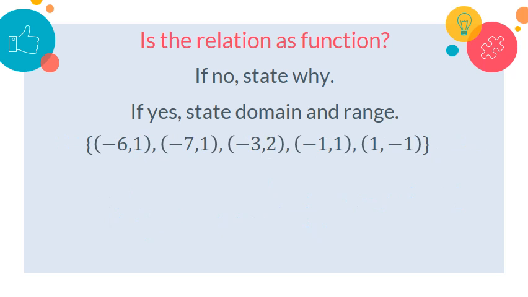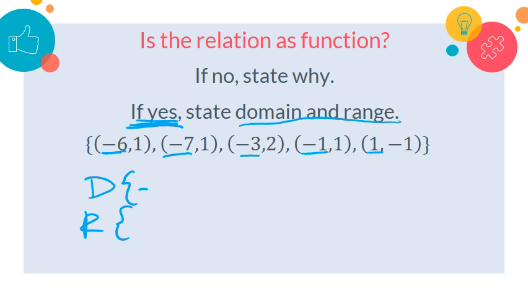Take a look at this list of coordinate values. -6, -7, -3, -1, 1. No repeats. That's good. Yes, it is a function. Let's state the domain and the range. D, R. 4 things. Label, bracket, smallest to biggest x values, no repeats, and smallest to biggest y values, no repeats.